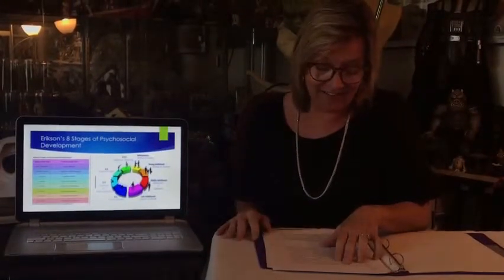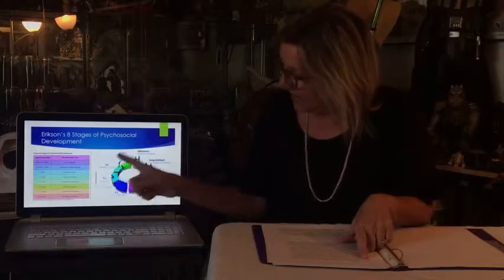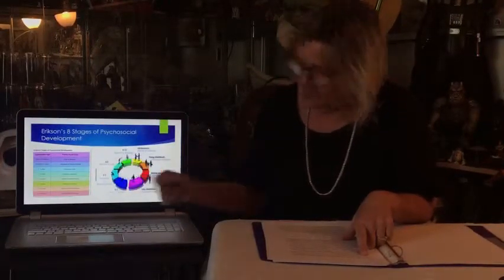Okay, Erikson's theory of psychosocial development has 8 distinct stages. Here you'll see them circularly and listed there.